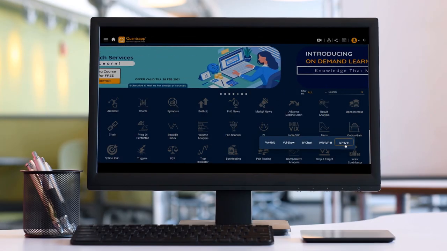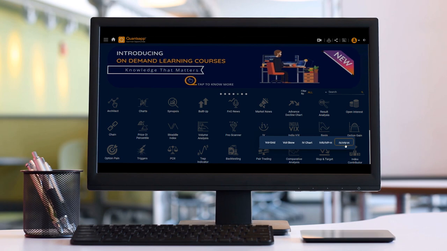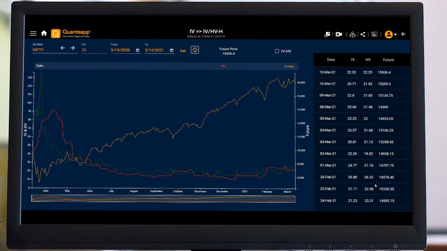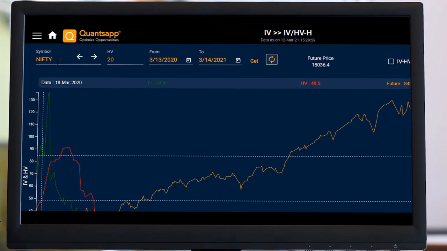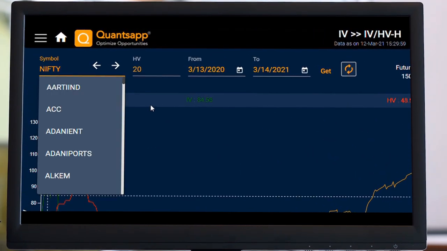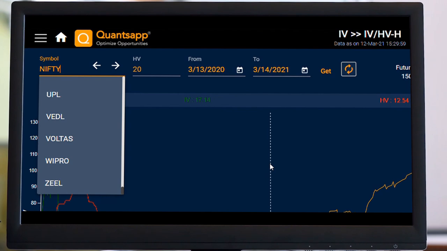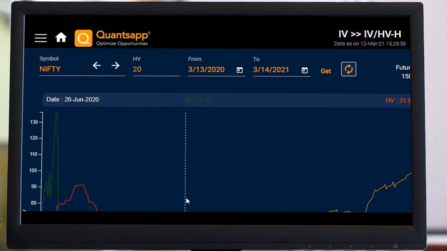So in today's video, we are going to understand a part of the IV tool, which is IV/HV-historical. It shows us the historical data of IVs and HVs. I can change my symbol over here. We have selected Nifty right now. I can select any desired stock or index, whatever you wish to. You can select it from the symbol panel.